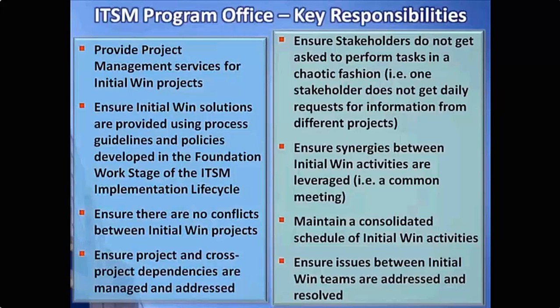Ensuring and protecting your stakeholders to make sure they don't get asked to perform tasks in a chaotic fashion. If I have lots of initial win efforts and each project team member for those efforts is constantly going out to the stakeholders only within the guidelines of their own project, it's possible that the stakeholders may get swamped with lots of requests to do things or look at review items. Therefore, the program office can help coordinate that and reduce some of that workload for them.